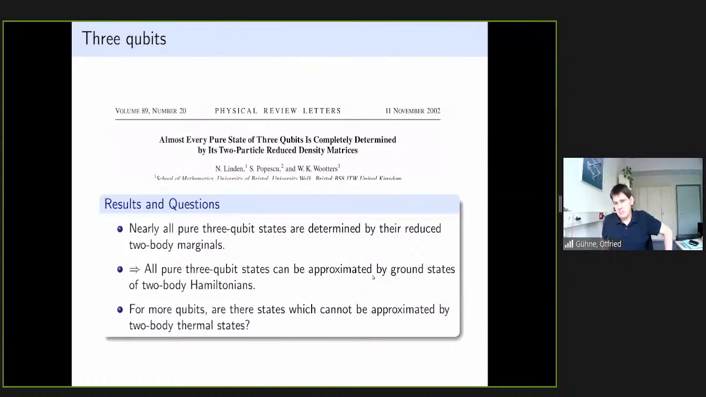Okay, then we can look at other known results about marginals, and there's a famous paper by Linden, Popescu, and Wootters, where they essentially showed the following: that nearly every pure three-qubit state is determined among all states by the reduced two-body marginals. Meaning, if you take a random pure state and consider the reduced density matrices, then there is only one state, pure or mixed, that is compatible with that, namely the original state which you started with to compute the marginals.